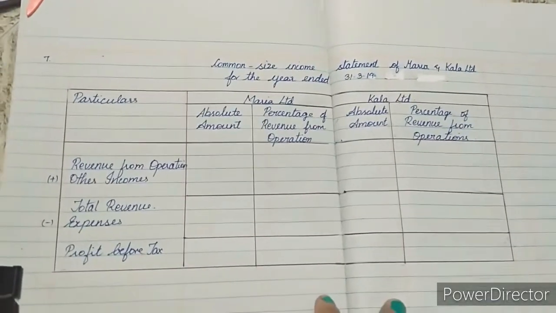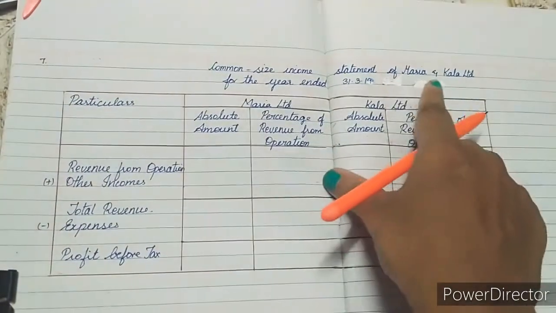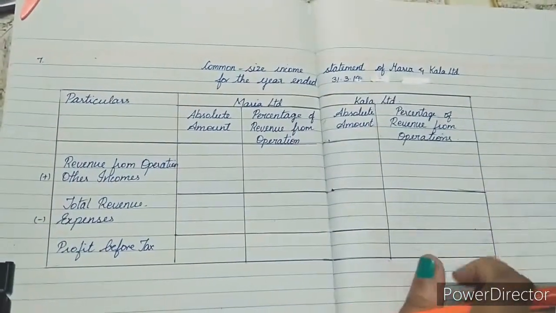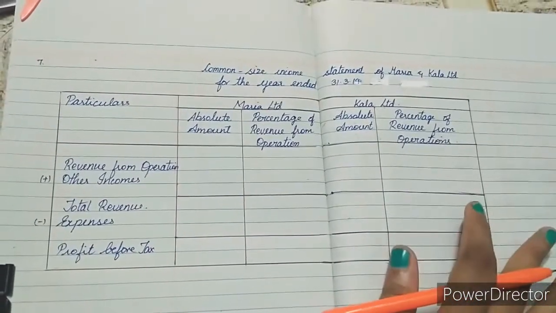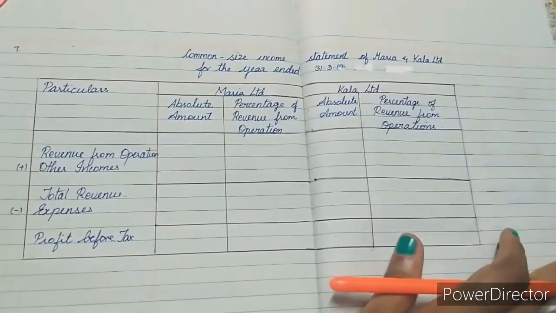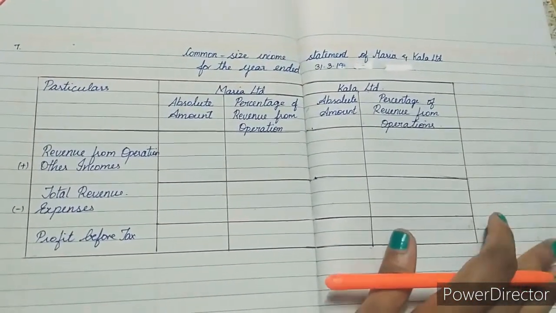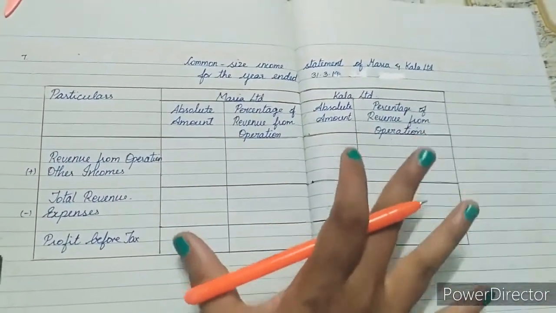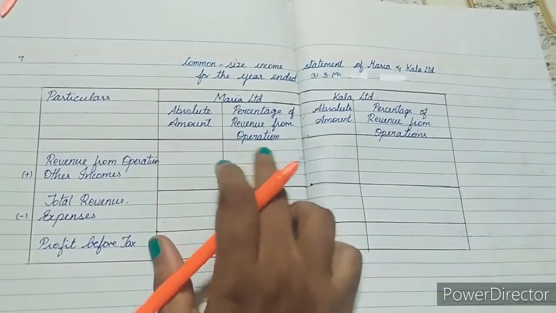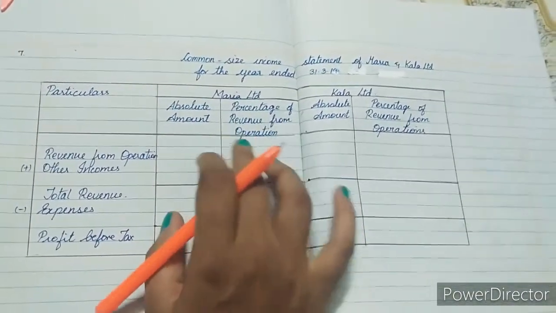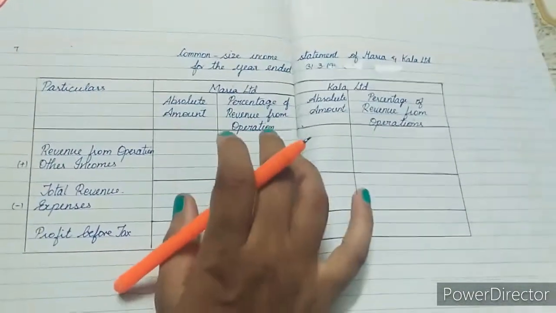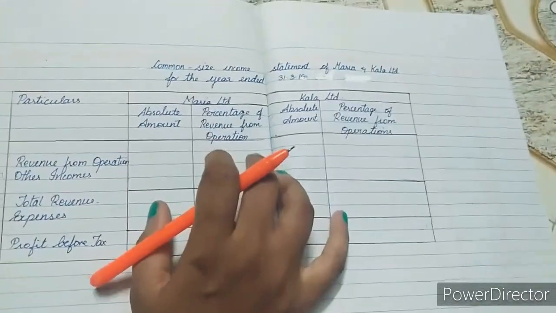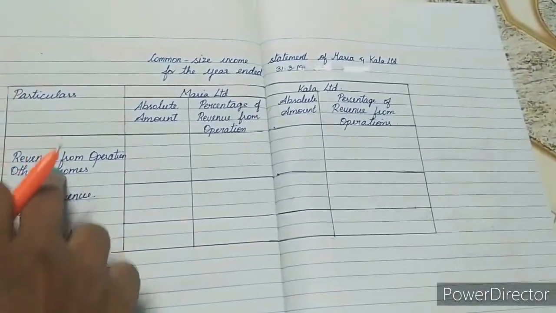Now let's take a look at the common size income statement of Maria and Kala Limited for the year ended 31/3/2019. The basic difference between a comparative income statement and a common size income statement is that in comparative you have to compare and get the percentage, but in common size we are going to take revenue from operation as a common denominator, or the base for the division. That is the only difference. Other than that, the income statement format doesn't change.